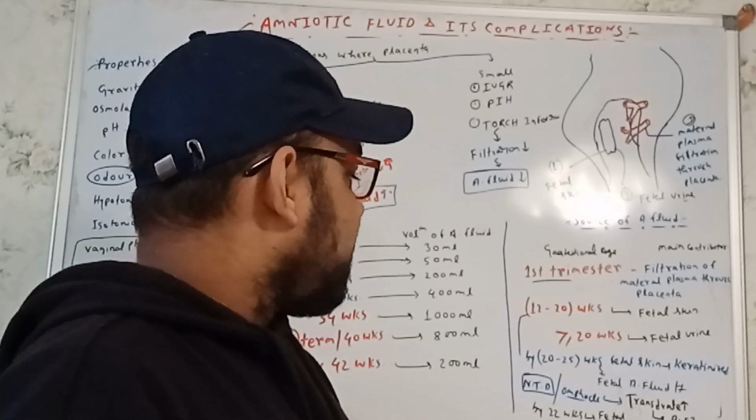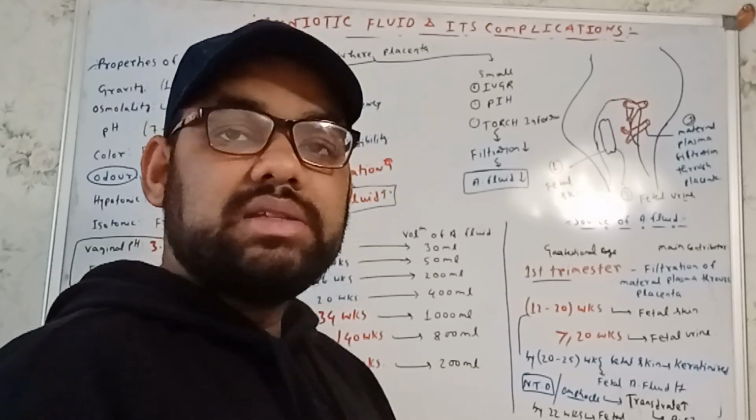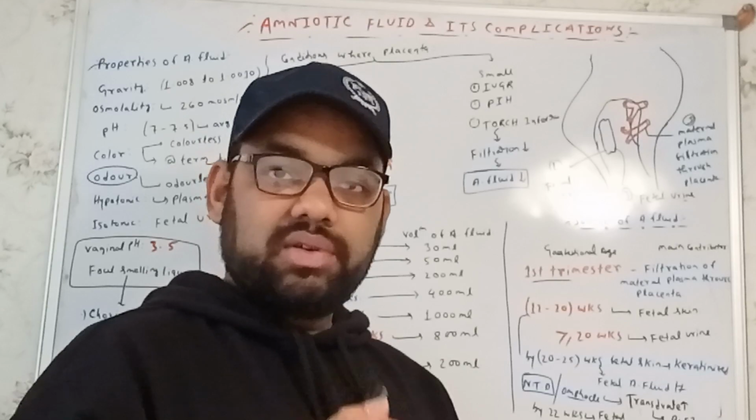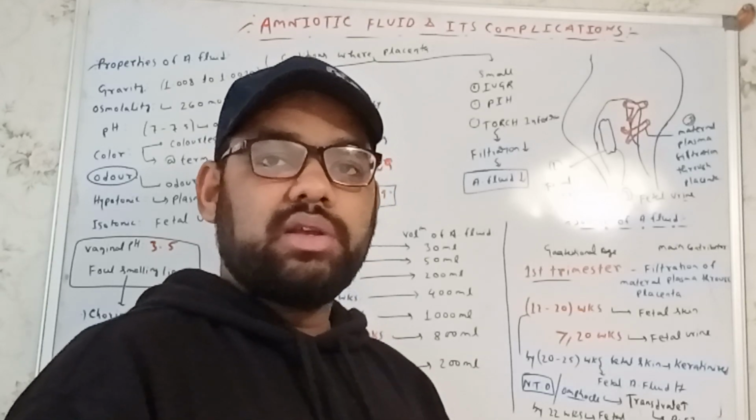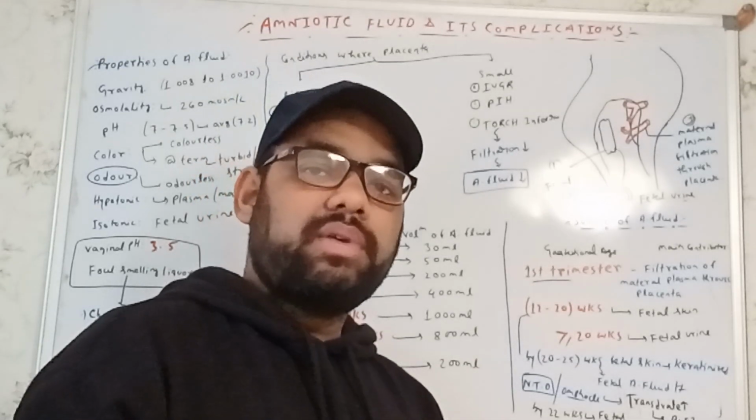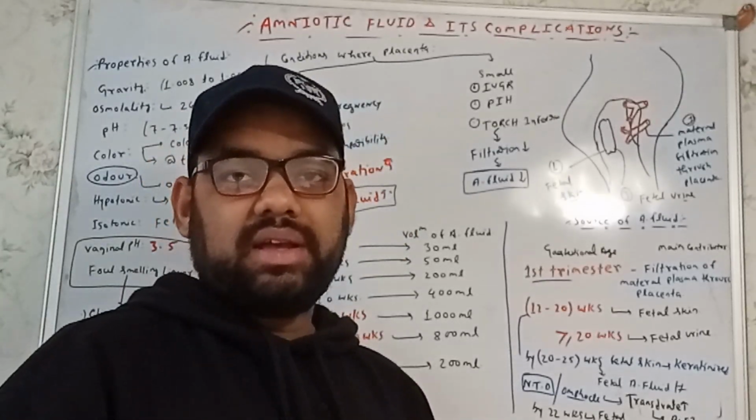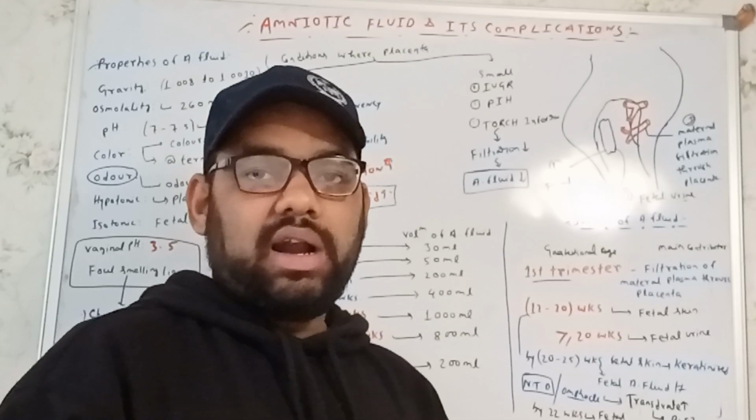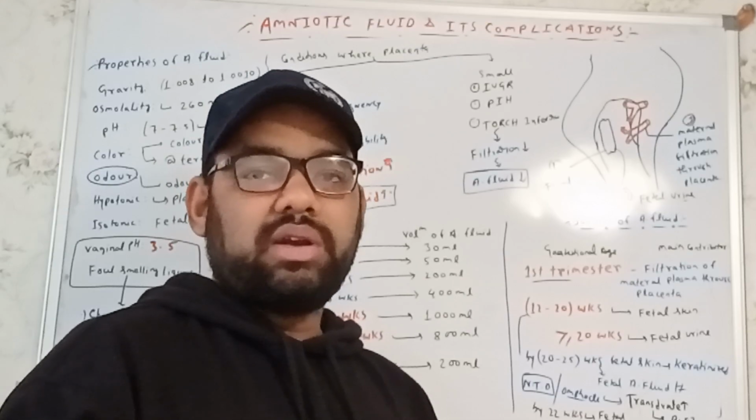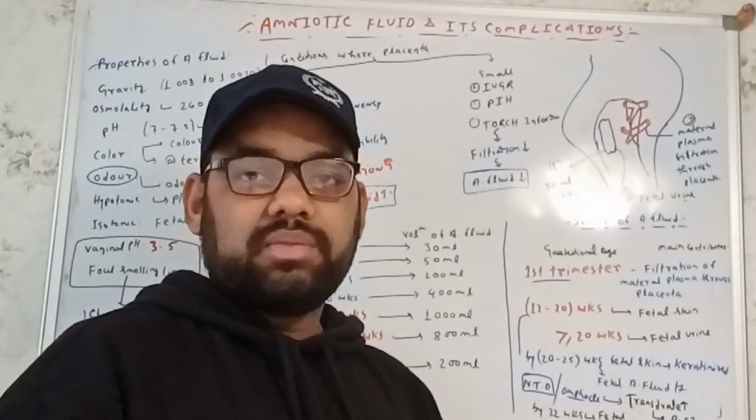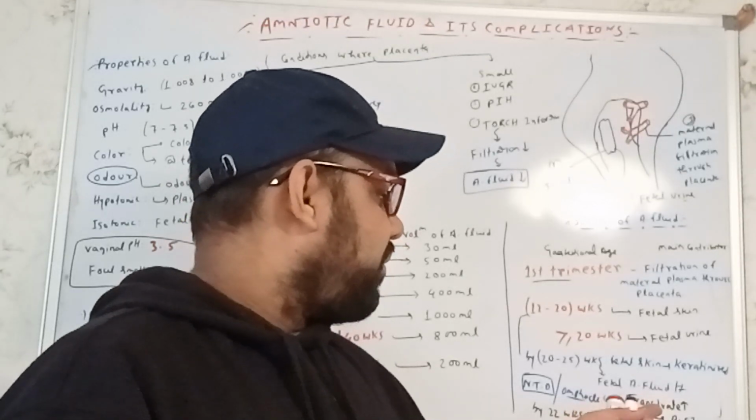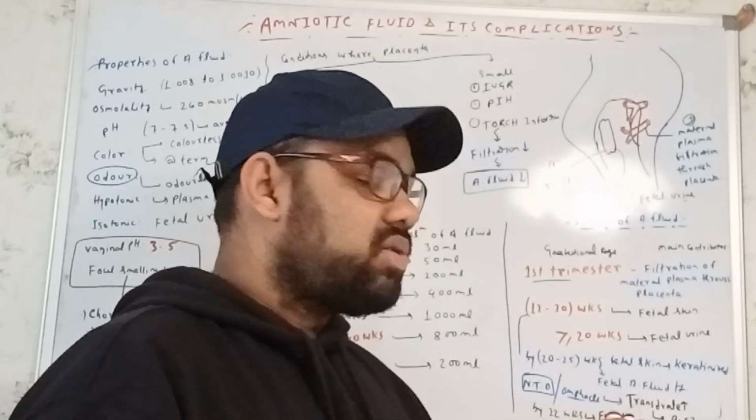Now there are also certain conditions. There are certain types of medications that will decrease the volume of the amniotic fluid. So what are those medications? For example, if any individual is taking ACE inhibitors, ultimately there will be a reduction of the urine production. So ultimately the volume of the amniotic fluid will also be decreased.